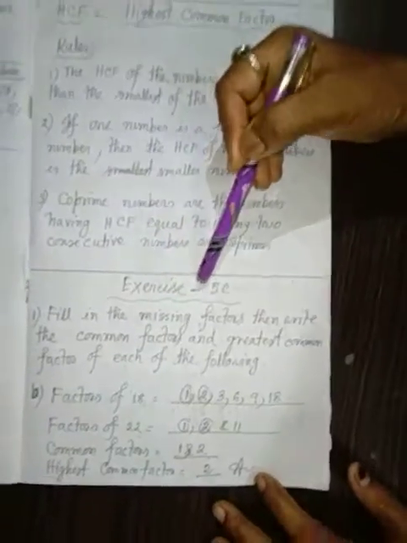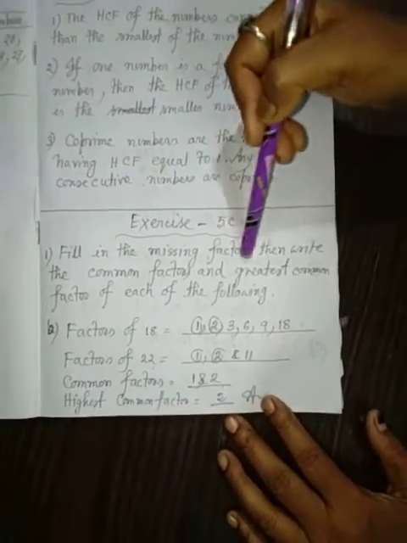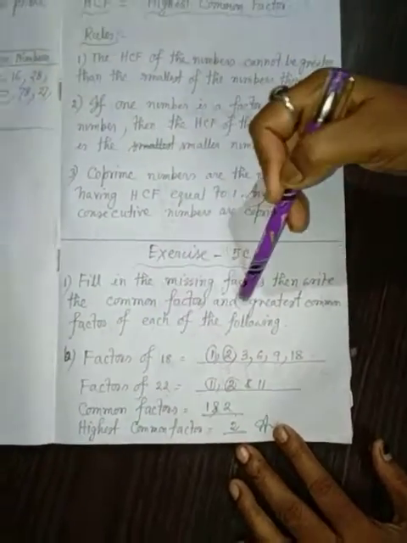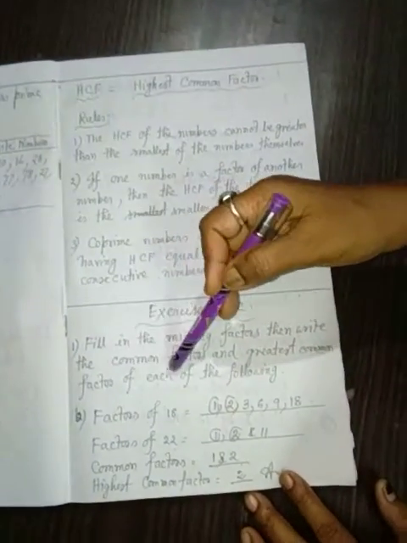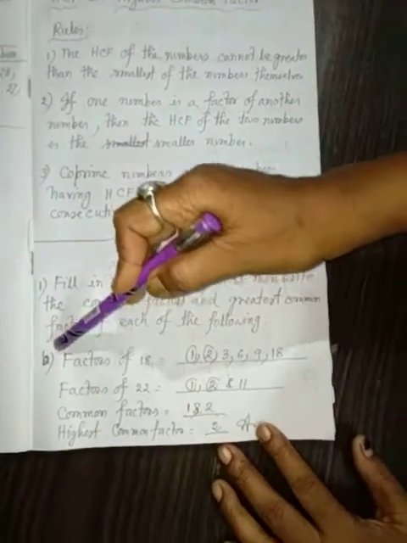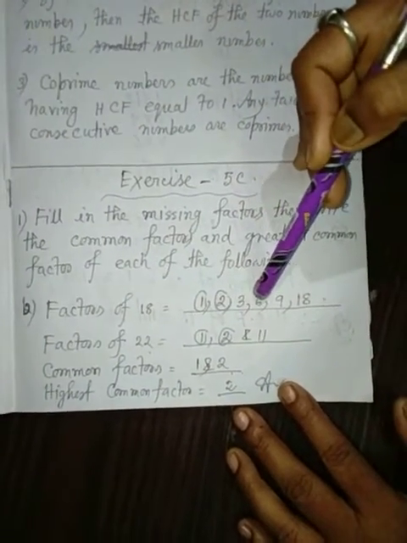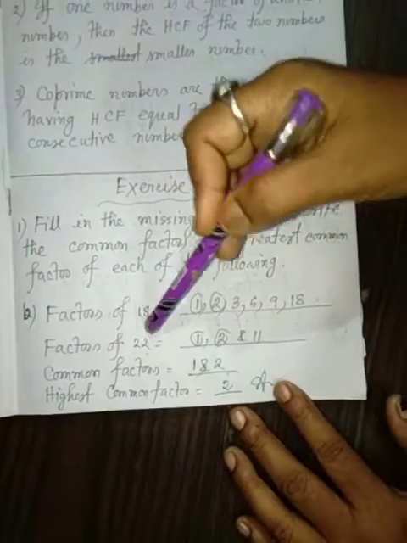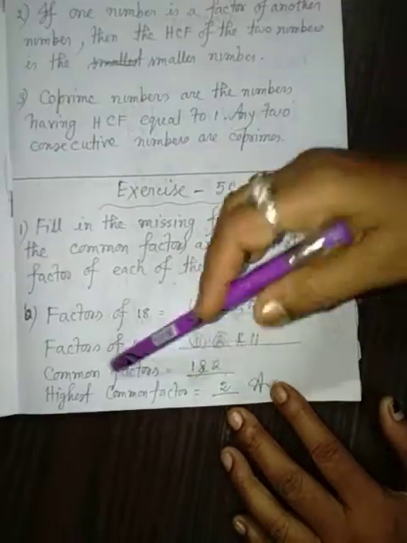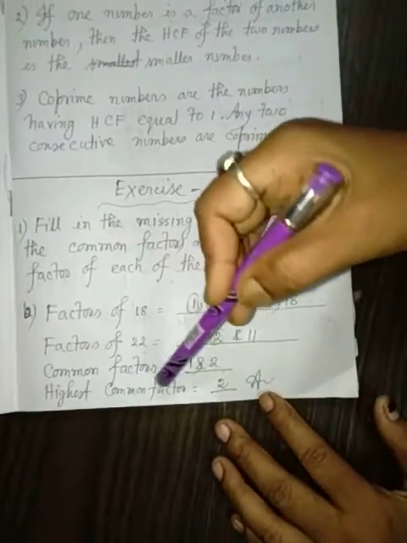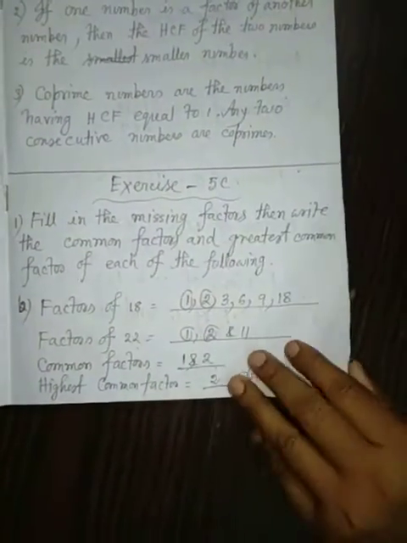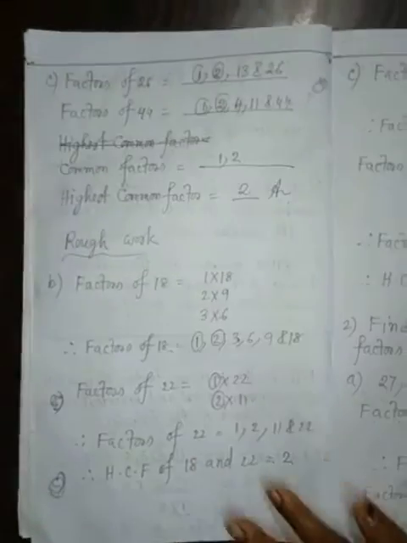Now I start Exercise 5C, and I will show you the sums. Exercise 5C: fill in the missing factors, then write the common factors and highest common factor of each of the following. That is B. Factors of 18: 1, 2, 3, 6, 9, 18. Factors of 22: 1, 2, 11, 22. Common factors 1, 2. Highest common factor 2.